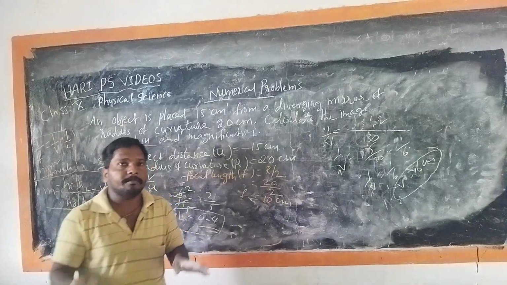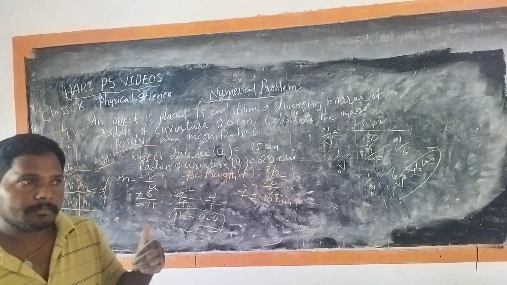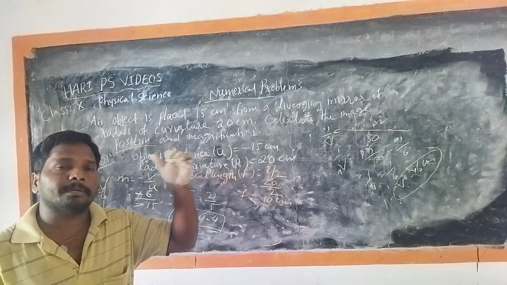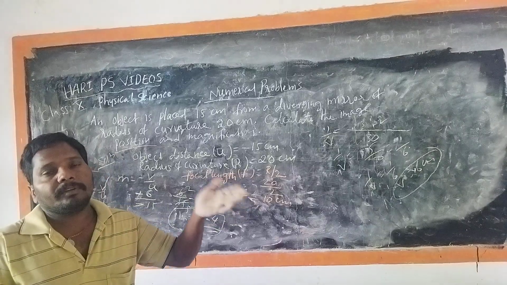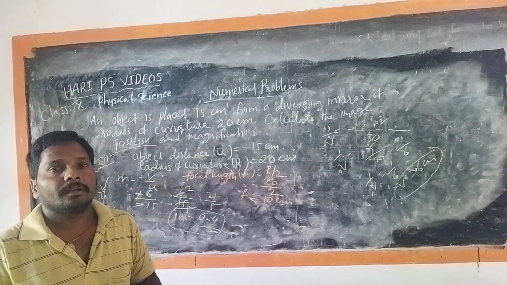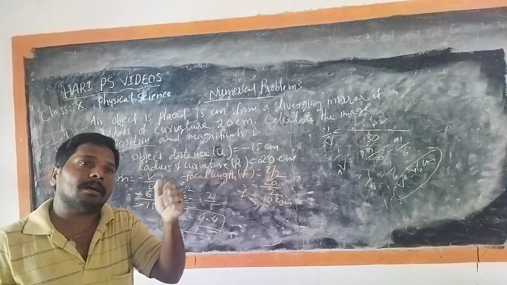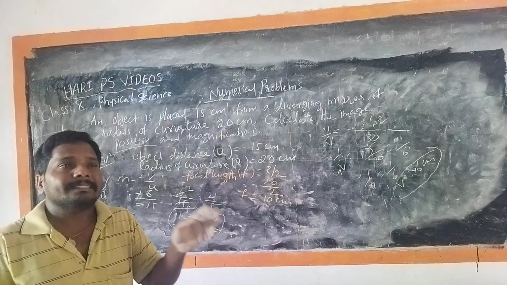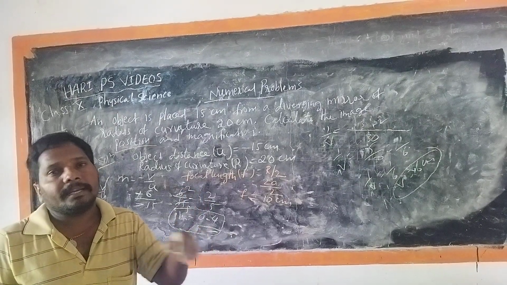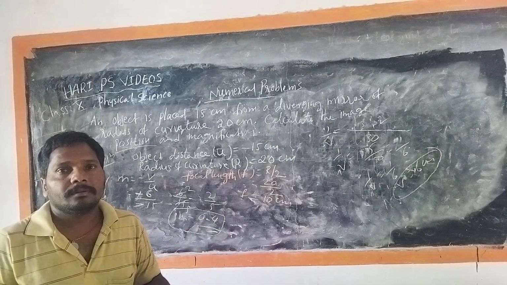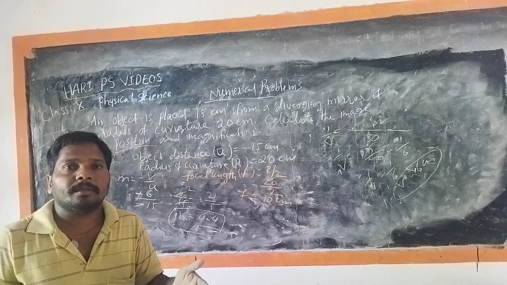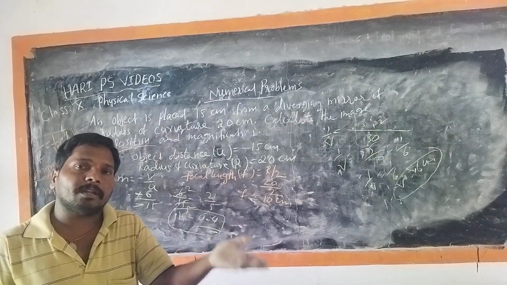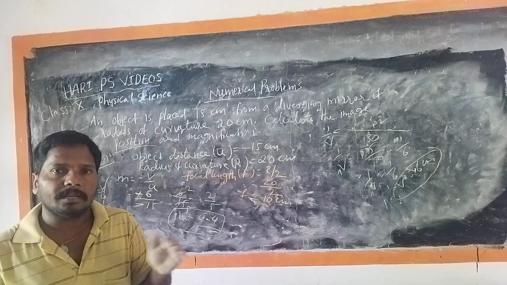Sign convention rules are very important. Size of the object, size of the image: if the image and the object are above the principal axis it is positive, if it is downward it is negative. Object distance for the concave mirror or the convex mirror is always negative. Image distance for the concave mirror is negative. Image distance for the convex mirror is positive. Focal length is negative for concave mirror. Focal length is positive for convex mirror.